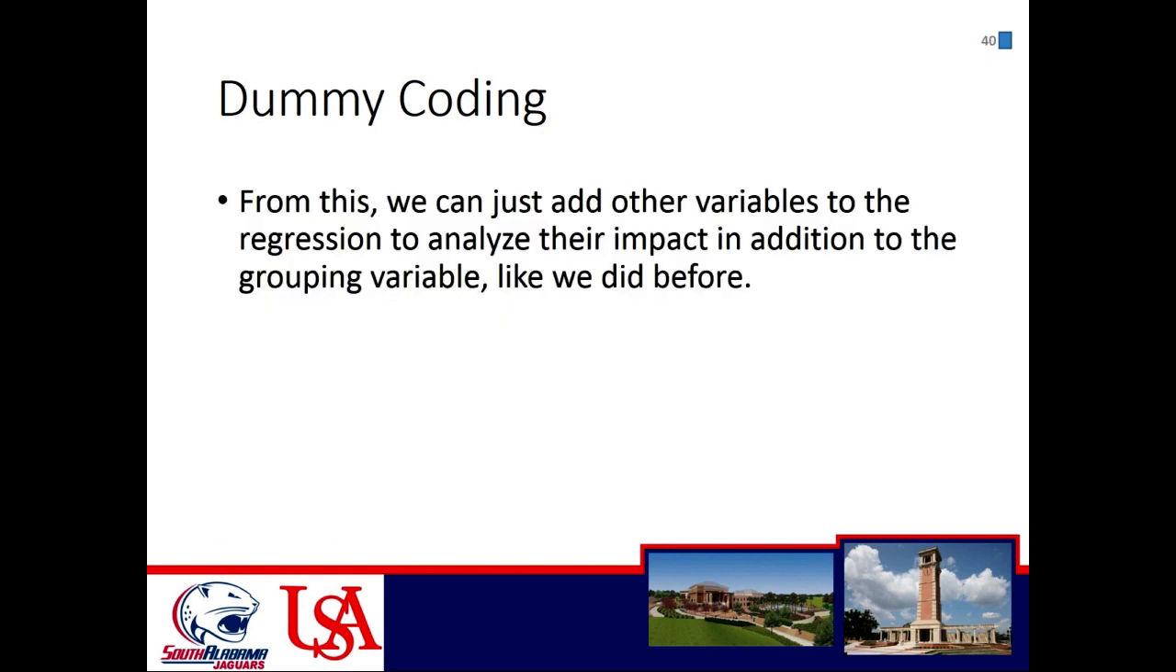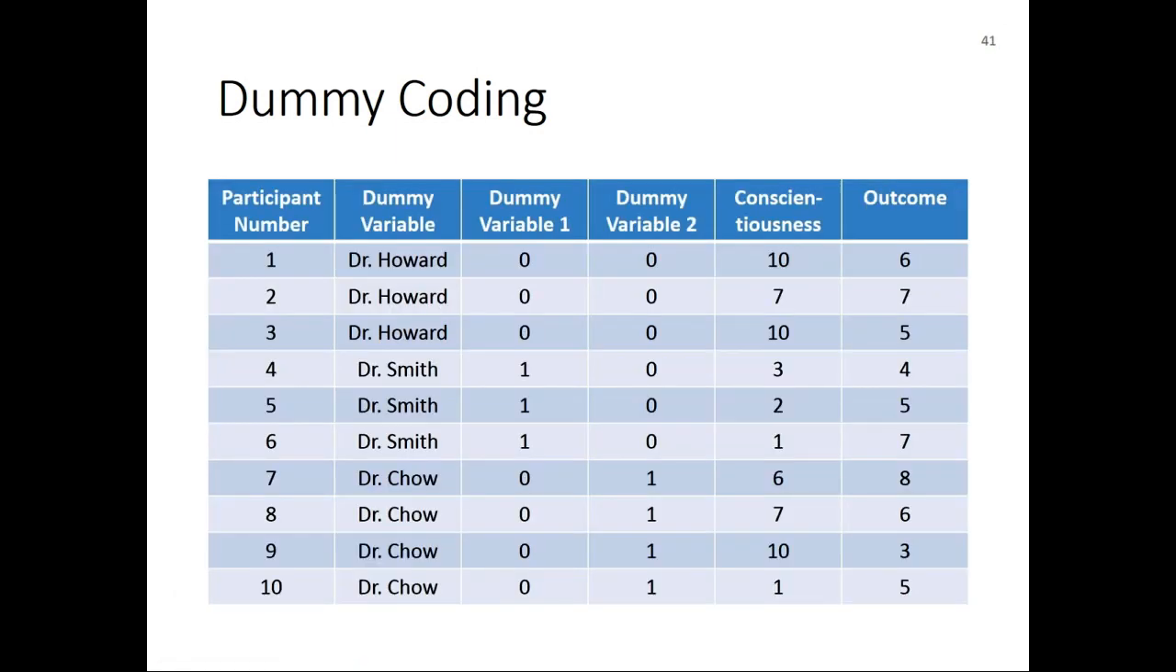Okay, so from this, just like before, we can add other variables to the regression, and we can analyze their impact in addition to the grouping variable, just like we did before. So let's take the same data set, once again with Dr. Howard, Dr. Smith, and Dr. Chow. Let's once again have the same dummy variables with Dr. Howard as the comparison, and Dr. Smith as the ones in dummy variable 1, and Dr. Chow as the ones in dummy variable 2.